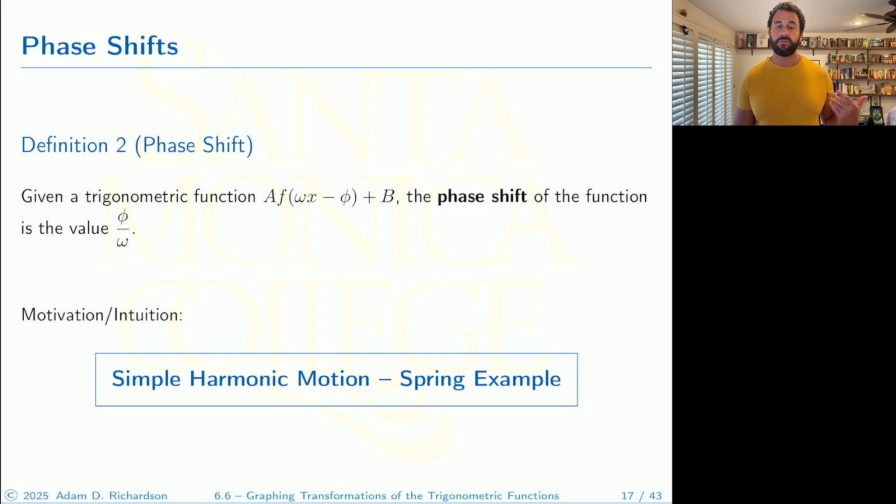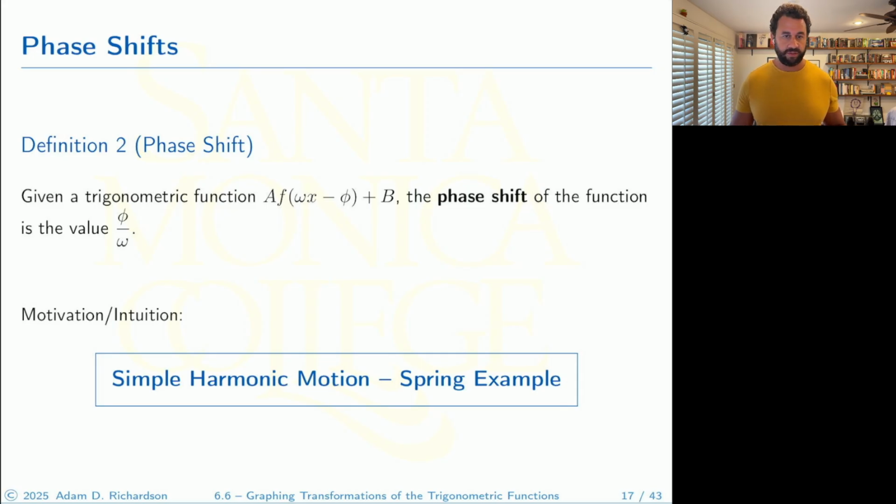And this holds true for any of the trig functions, sine, cosine, tangent, their reciprocals, but it's called a phase shift. And what I want to do is give you a little glimpse into something you will study in your major courses or in more detail in the future. Why is it called a phase shift? What's the meaning of that word phase? And the classic example is the spring example when you're studying simple harmonic motion.